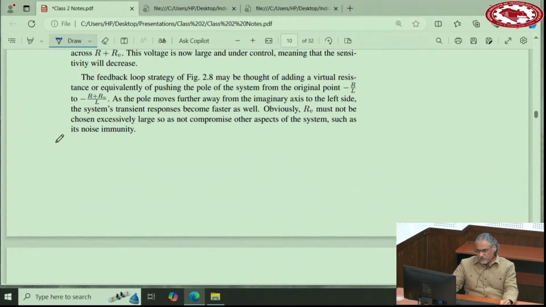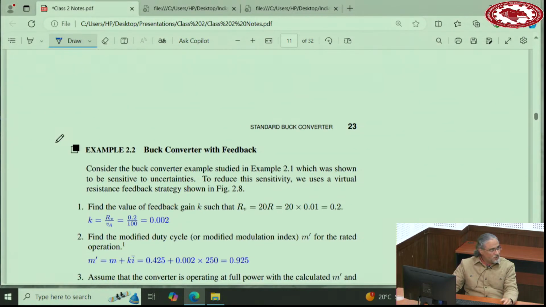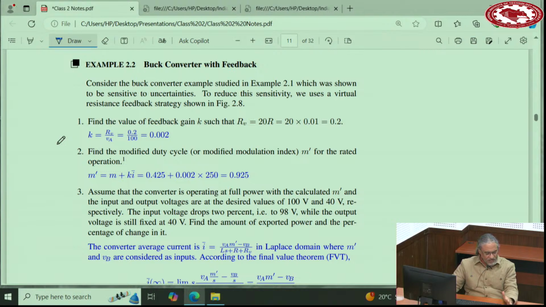All right. So now let's go back to our example, to see if this feedback can solve the problem we have. For this example, go back later and look.